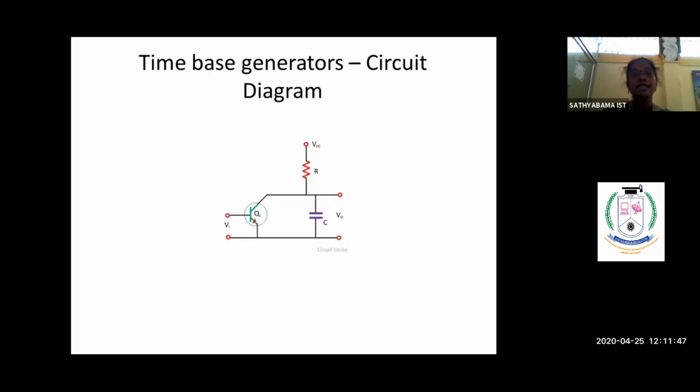Okay. So this is the circuit diagram for the time-base generator. This time-base generator consists of one transistor, one capacitor, and one resistor. All of you know that this is a simple CE, common emitter, transistor, where the input voltage Vi is applied to the base of the transistor, and the output is measured across a capacitor connected to the collector terminal of the transistor. The emitter terminal is directly grounded.